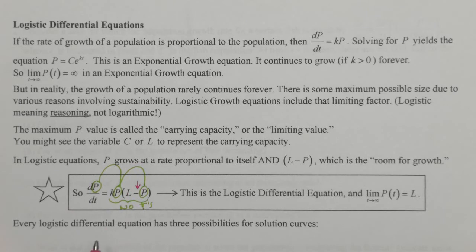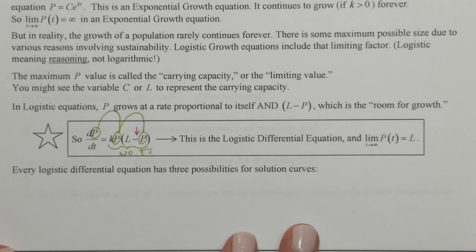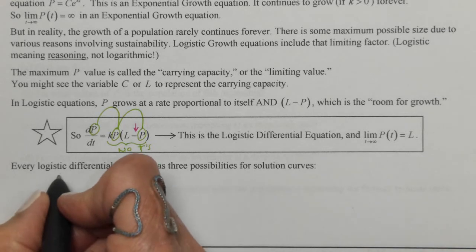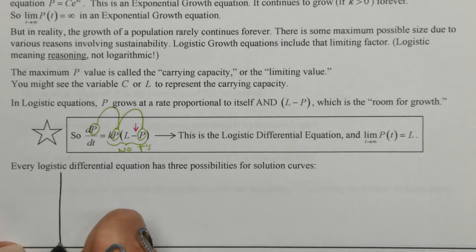I have seen AP multiple choice questions where they give you four or five differential equations, and they simply ask which of the following is logistic. So these are the things that you're looking for. Every logistic differential equation has three possible solution curves. Every one does. So this is key to this section.